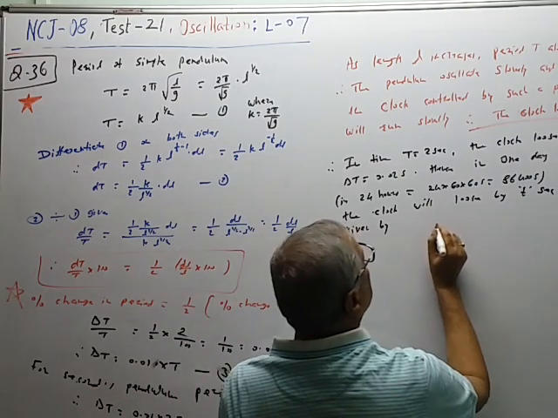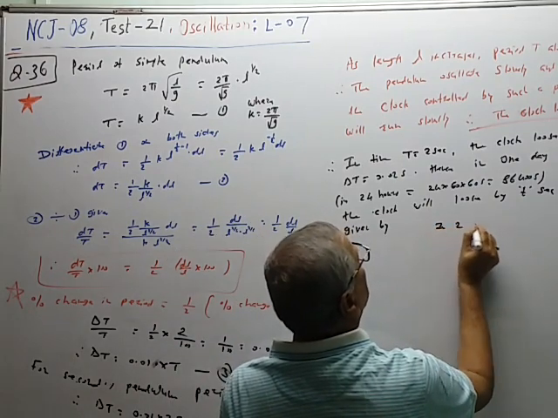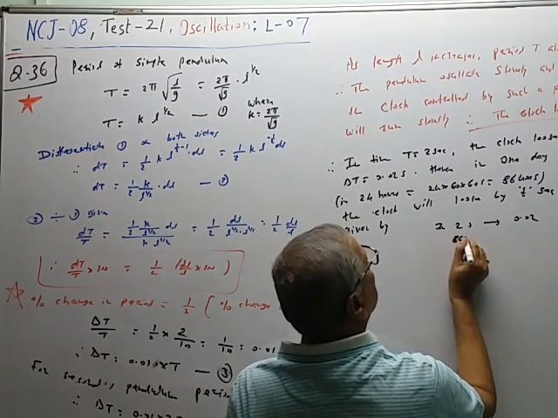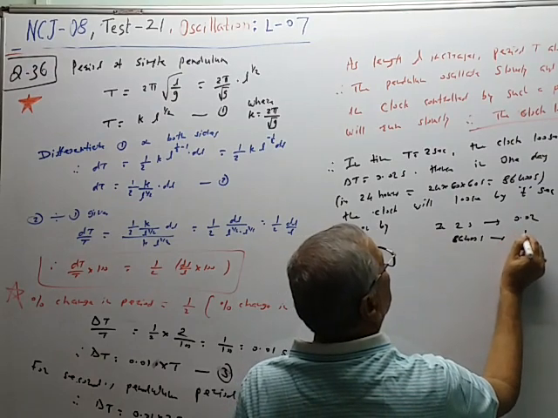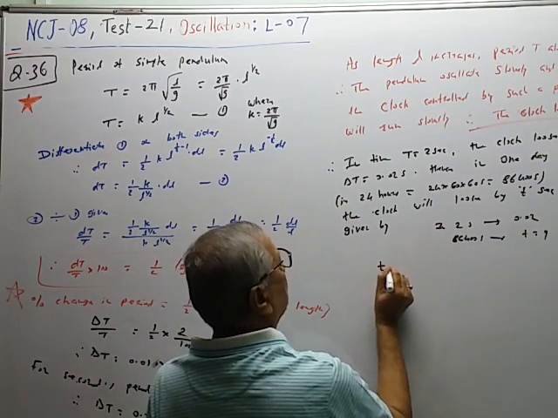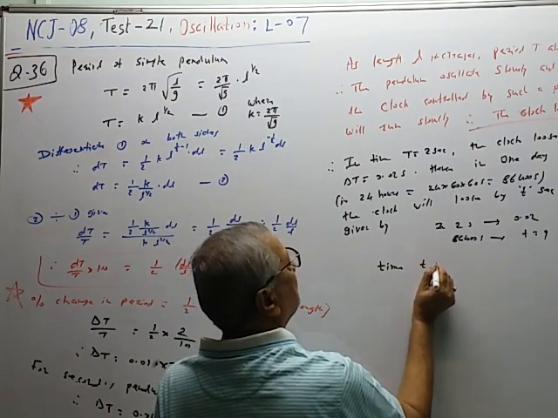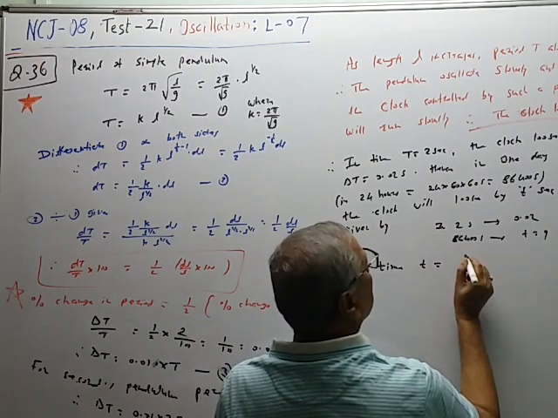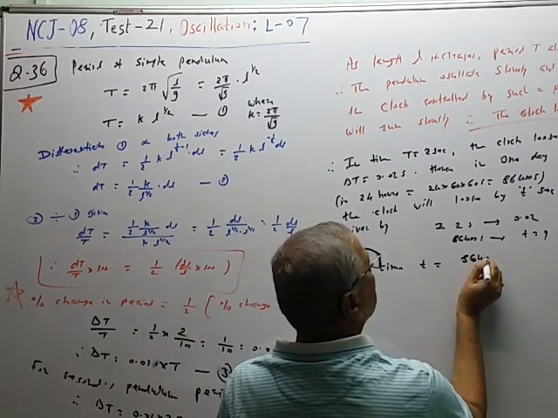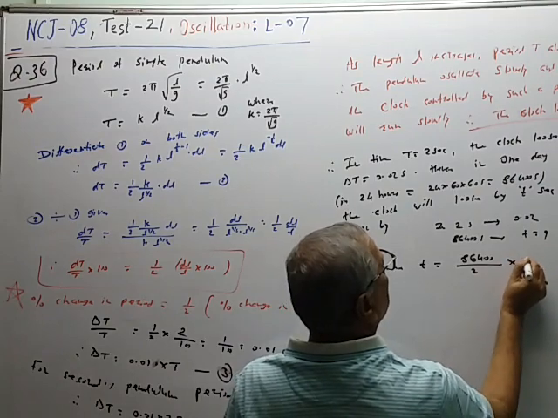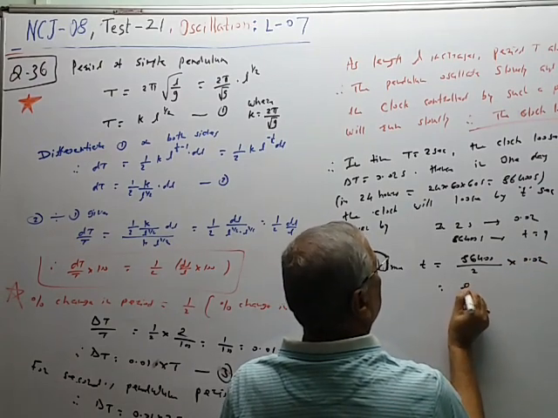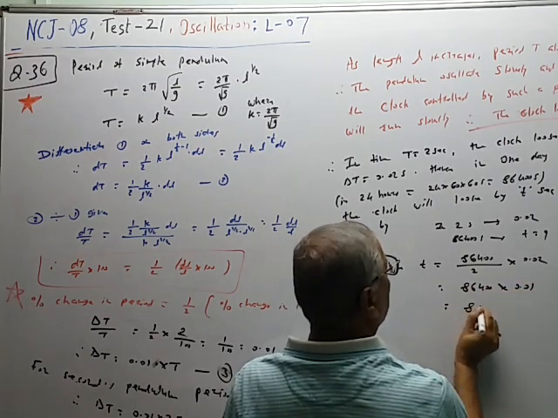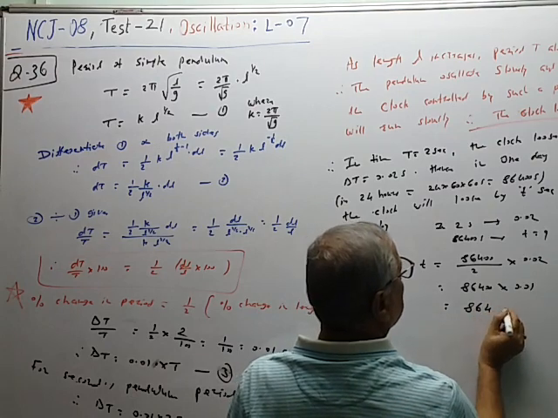So the equation is very simple. In 2 seconds, the clock loses by 0.02 seconds. Therefore, in 86,400 seconds, it will lose by t. And therefore, the time by which the clock loses, small t, is equal to, the equation फक्त आपल्याला solve करायचं आहे. So this is equal to 86,400 upon 2 multiplied by 0.02. So 86,400 multiplied by 0.01. So that is equal to 864 seconds.